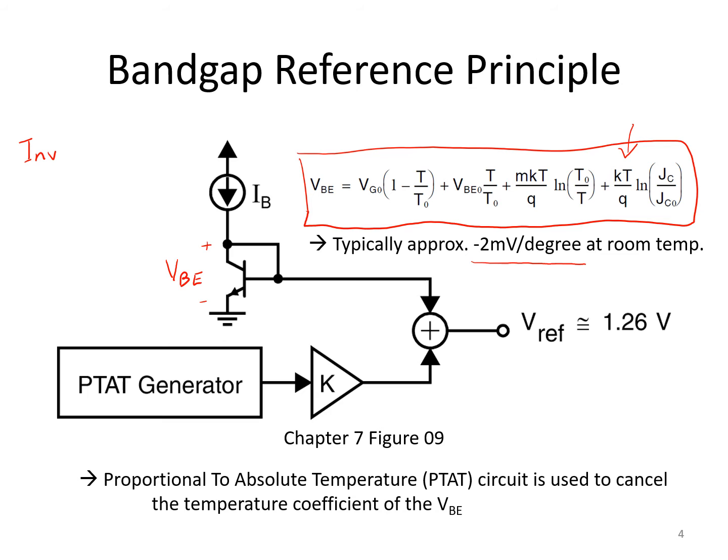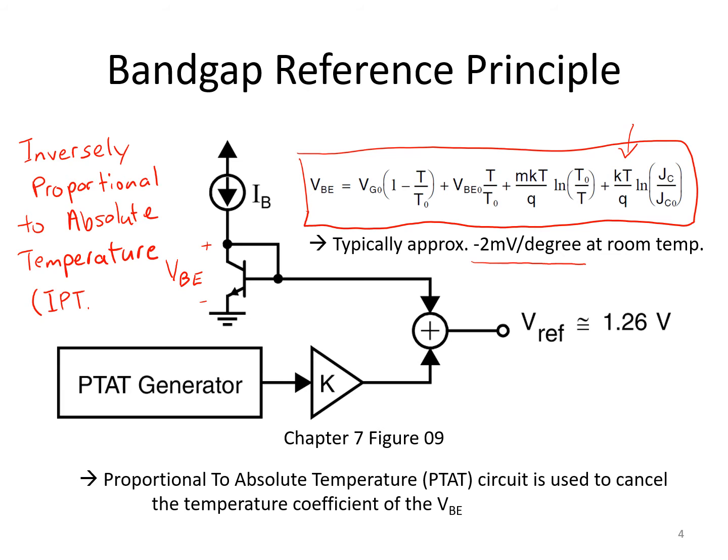So VBE is said to be inversely proportional to temperature. But keep in mind, when we talk about temperature, we're talking about the uppercase T here, which is in fact absolute temperature. So VBE is inversely proportional to absolute temperature. And you may sometimes see the acronym IPTAT for short.